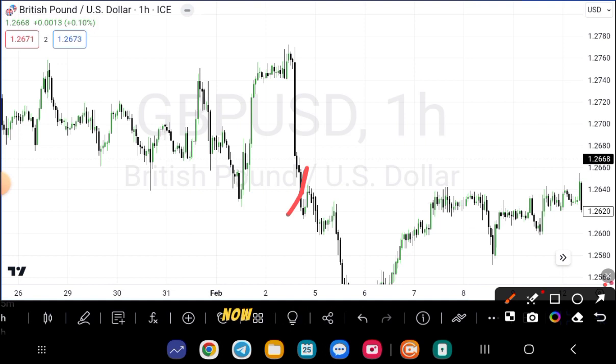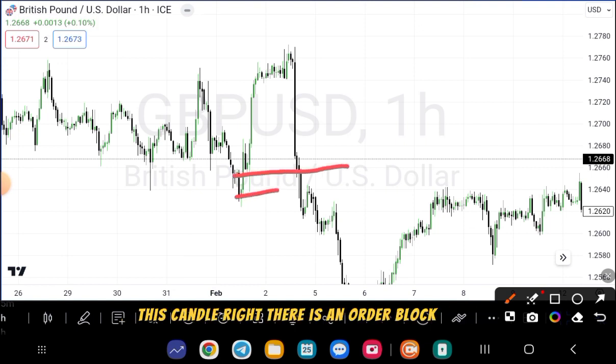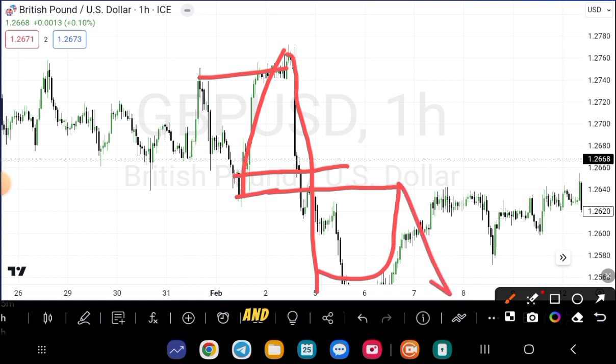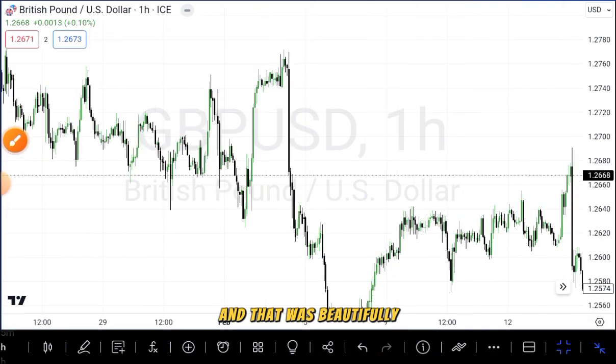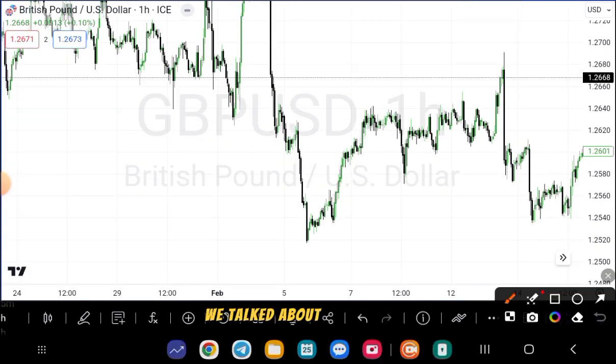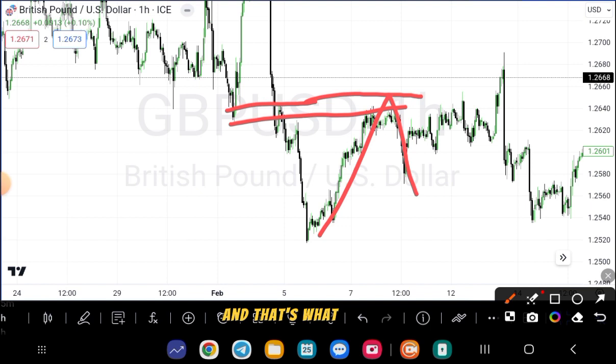Now you can clearly see right here you have an example of a breaker block entry model. This candle right there is an order block. Project it in terms of time. You see it actually functioned as an order block in that it sent price higher to break market structure, then price returned back to it and broke through it like it wasn't there. What do you expect? Price should return back to it and go even lower, and that was beautifully seen in this chart right here. The criteria for how that functions, we've talked about all of those in our videos. You can watch that one to learn about it, and that's what you see happened there.